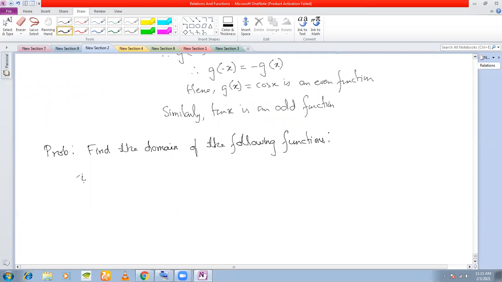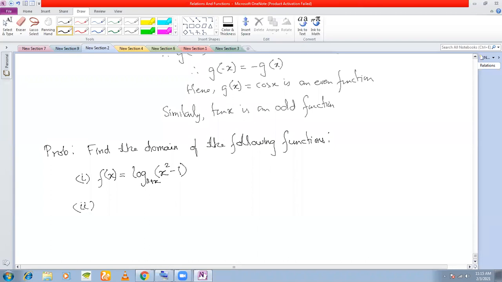The first function is f(x) is equal to log of x square minus 1 to the base 3 plus x. This is the first one.